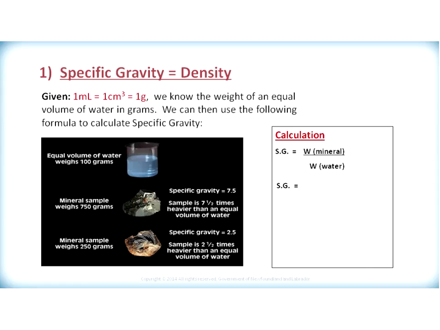Also in Core Lab number 4, we noticed that 1 milliliter of water, which is equal to 1 centimeter cubed, is equal to 1 gram. Therefore, 1 milliliter of water weighs 1 gram. So if we know the weight of an equal volume of water in grams, we can use the following formula to calculate specific gravity, which is really equal to its density. Let's look at the following calculations.